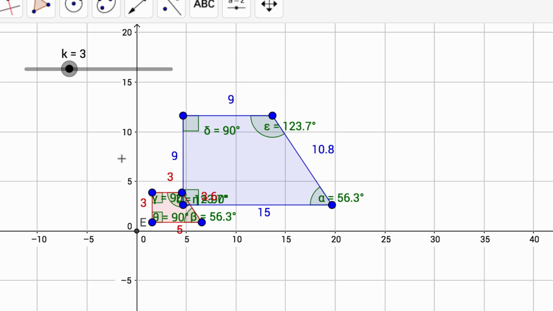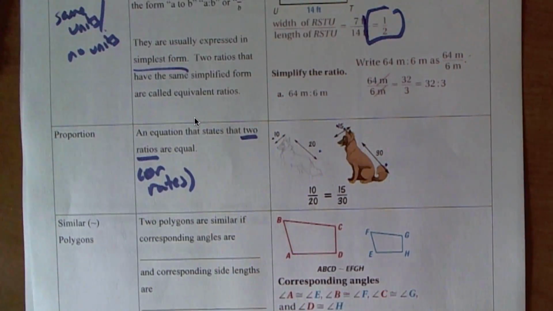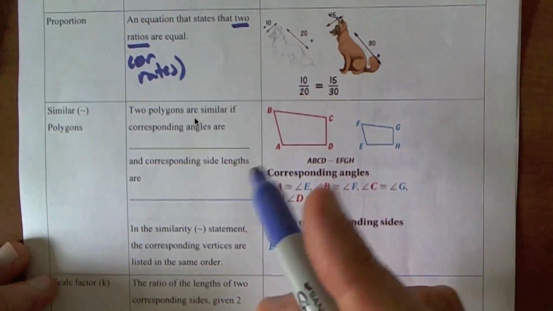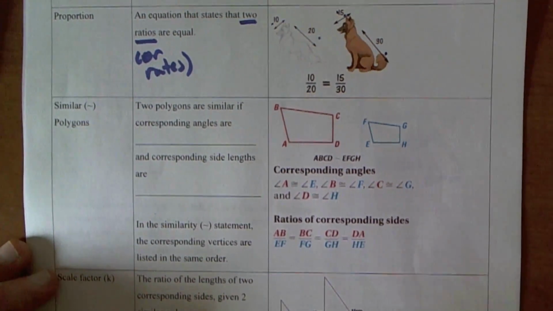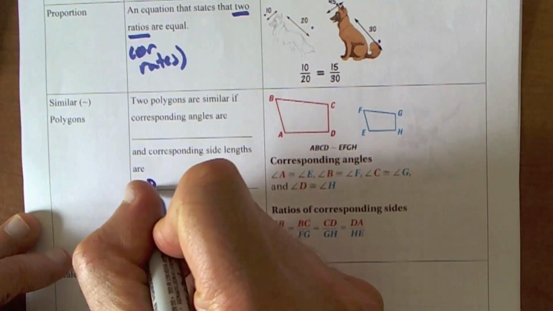And remember, when the ratios are the same, we call that proportional. Okay? So part of our definition of similar figures is the side lengths are proportional. So actually, let's jump to page 1, our vocab sheet. Similar polygons, part of the definition. Two polygons are similar if corresponding side lengths are proportional.